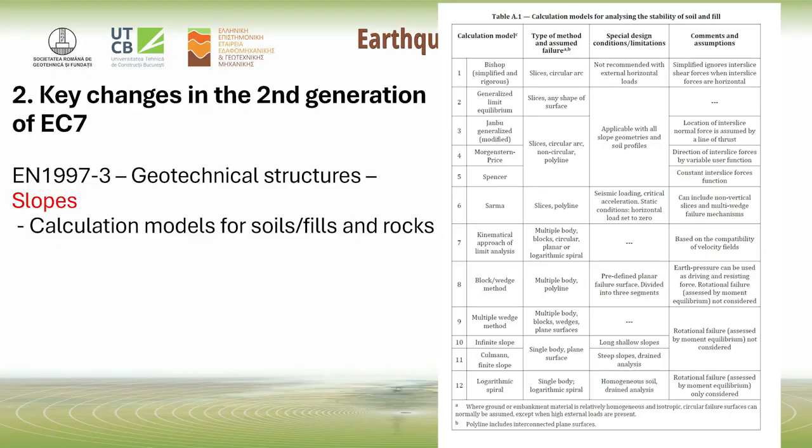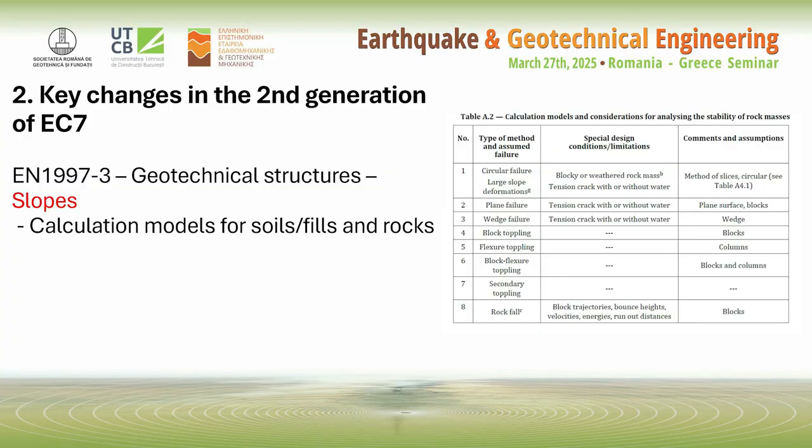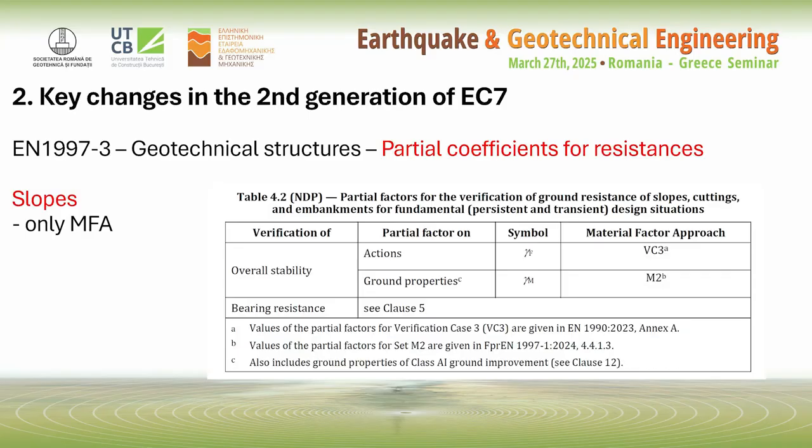For slopes, what is the new addition is that you can find in an appendix a table with the calculation models for analyzing the stability for soil and fills, that means similar to soils. And also another table for the stability of rock masses. And you will find here all the commonly used methods for stability analysis. For the analysis of the ULS for slopes, here we have a harmonization. We are only using MFA, material factoring approach, and only verification case 3. For this, it was simple.